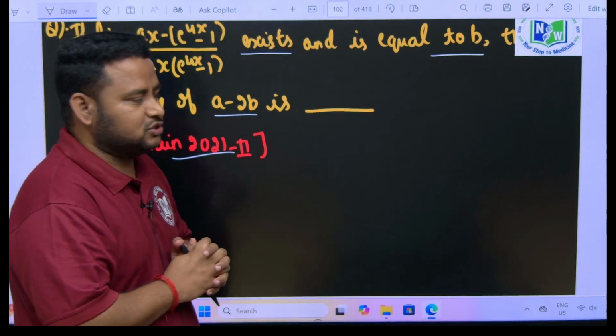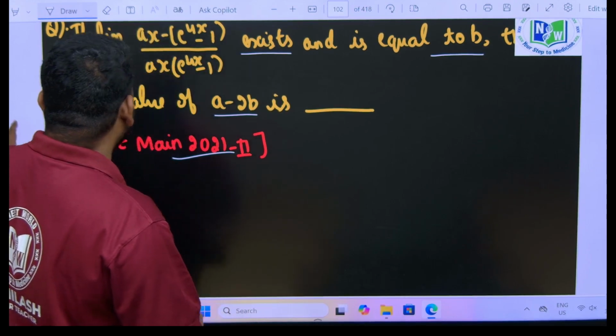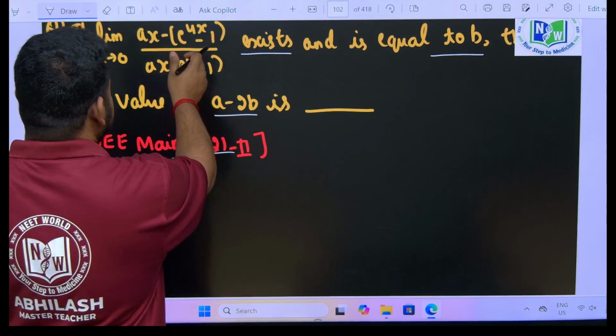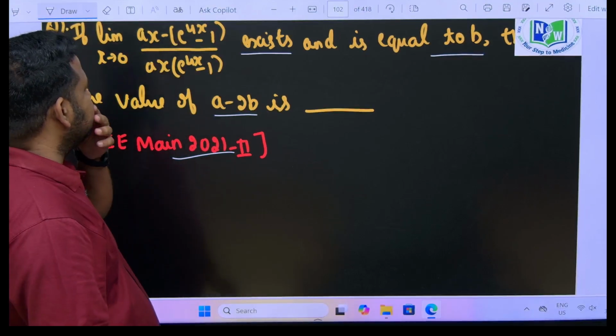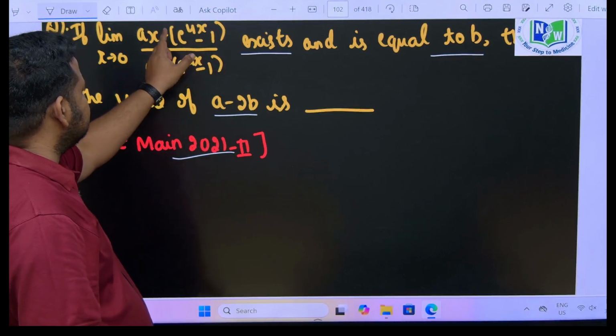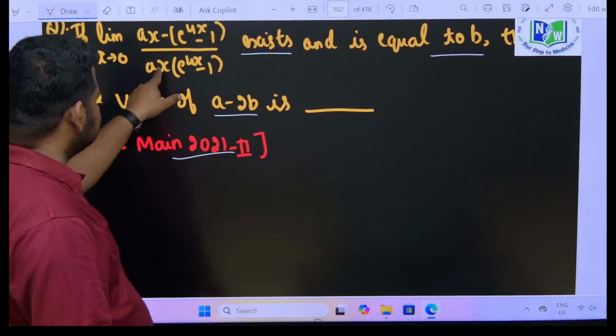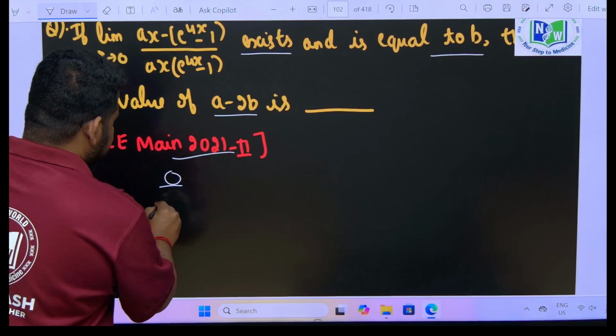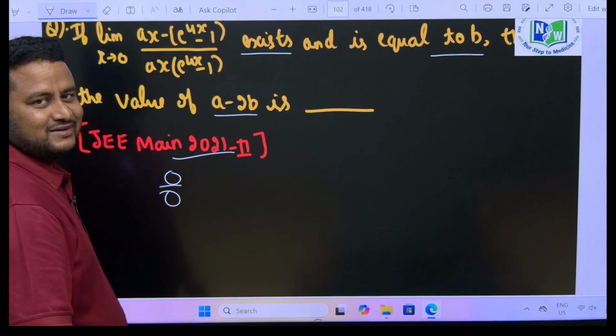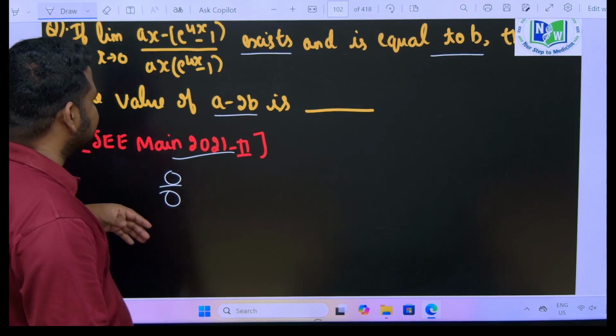So look at this, friends. They have given the limit with ax minus this one. Suppose I put 0, what will happen? 1 minus 1 will be 0, so we get 0 by 0 form, correct? So what should we do? We should apply L'Hospital's rule.